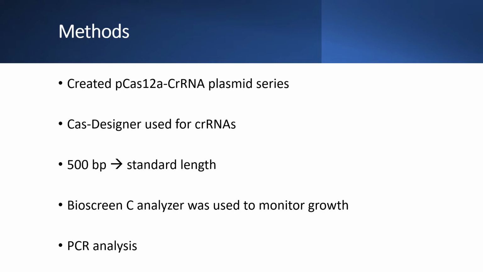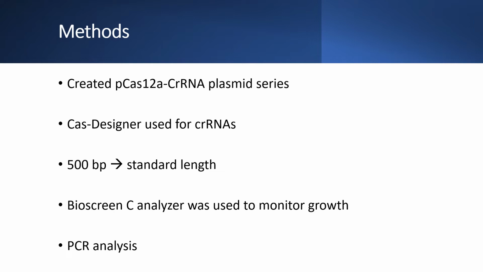So for this study, the researchers created the pCas12a crRNA plasmid series. So this included pCas12a, crRNAV, pCPF1, RK2T, pcrRNAV, and pcrRNAY. They did list the plasmids that were used in the study in Table 1 of the supplementary section, and then they listed the primers that were used in Table 2 of the supplementary section.